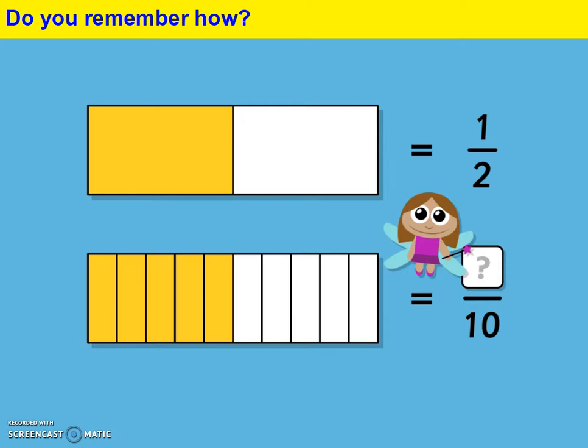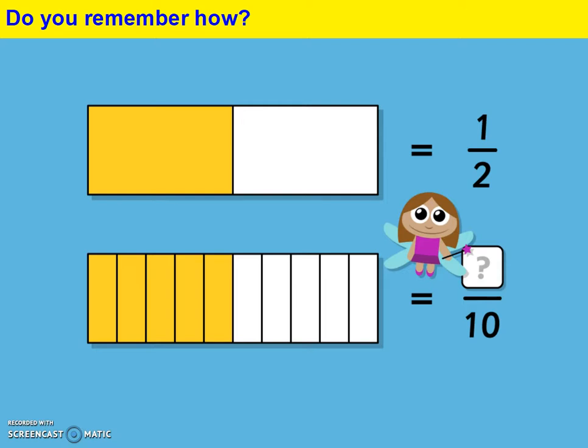Remembering that these are going to be equivalent fractions. So we've got the top bar that shows us one half. What fraction of that bottom bar, which is equivalent to one half, is going to be shaded? Pause the video and see if you can work out what the answer to this one is going to be.